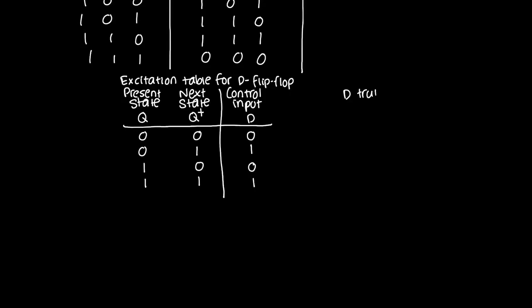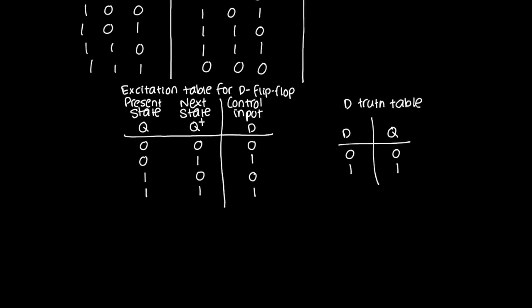Okay, so this follows from the D truth table. Let's write out the D truth table. When D is 0, the next state of Q is going to be 0. When D is 1, the next state of Q is going to be 1. It's that simple.